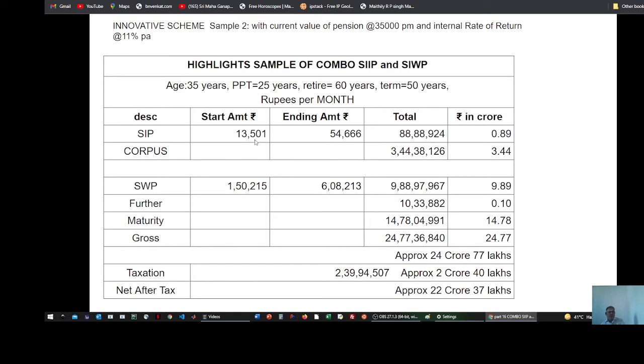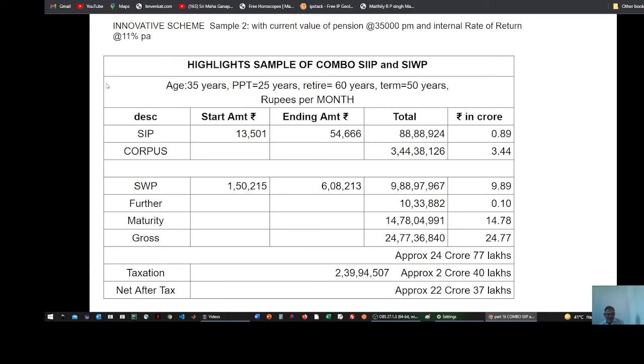See, again we'll go back to the highlights. You can see this is the innovative scheme sample 2 with current value of pension 35,000 rupees per month, and internal rate of return is 11% per annum. One should invest in a proper choice, both in debt funds as well as equities or hybrid, etc. Mutual funds would be the best bet with all this available.